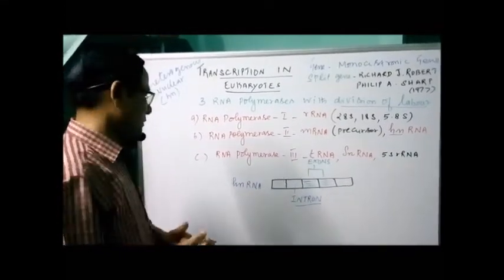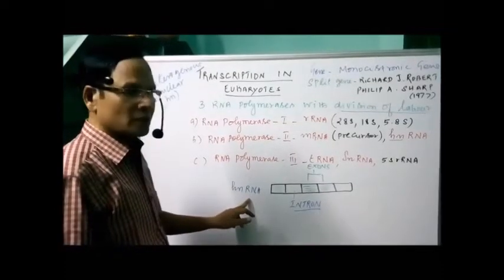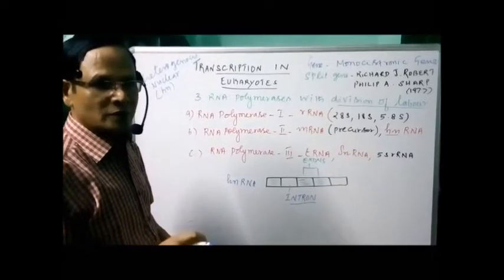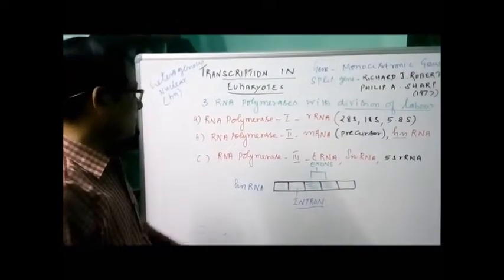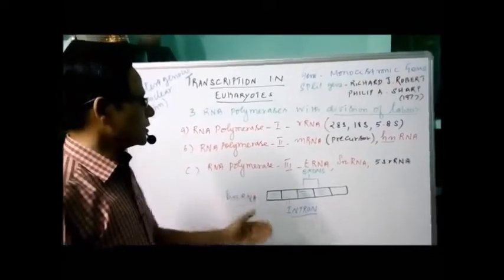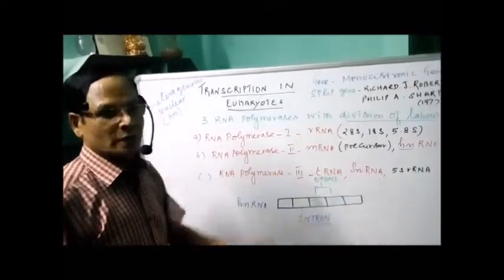We will discuss that later. So heterogeneous RNA is formed of exons and introns, the coding sequences and non-coding sequences. That is synthesized by RNA polymerase II, and from it we get the mature mRNA.